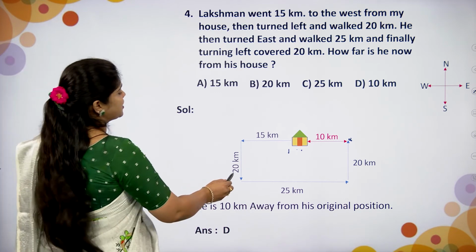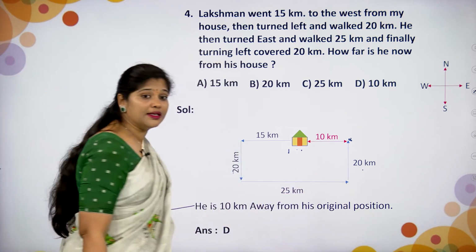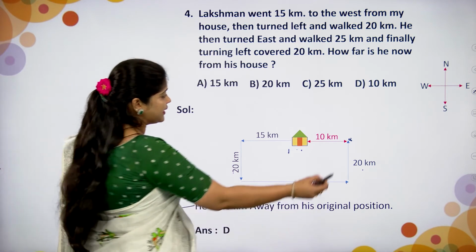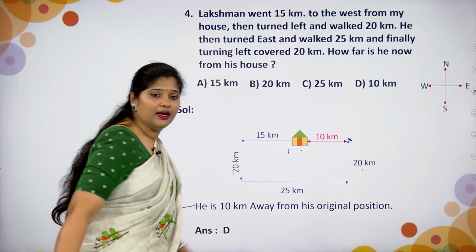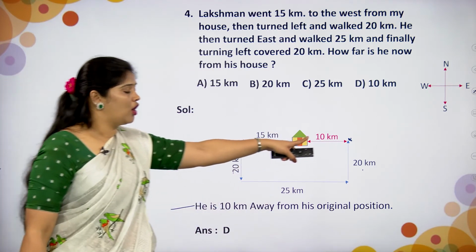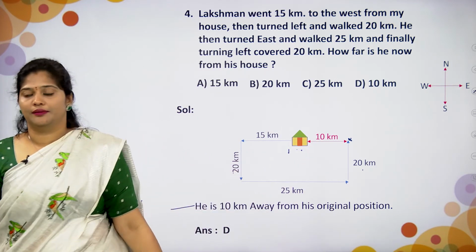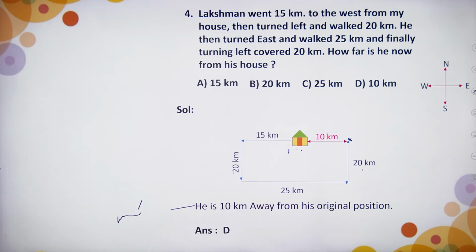Why, children? This 20 kilometers and this 20 kilometers are equal. So, if he is here, then if he travels 10 kilometers from here, he will reach my house. So, option D is the correct answer. The answer is 10 kilometers.